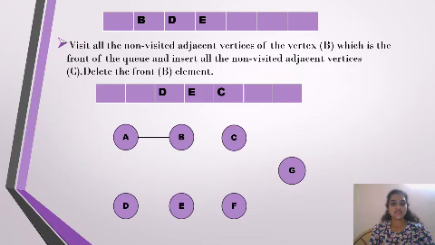Now visit all the non-visited adjacent vertices of the vertex B, which is the front of the queue, and insert all the non-visited adjacent vertices, that is C. Delete the front element B from the queue. After deleting B from the queue, the elements are D, E, C.